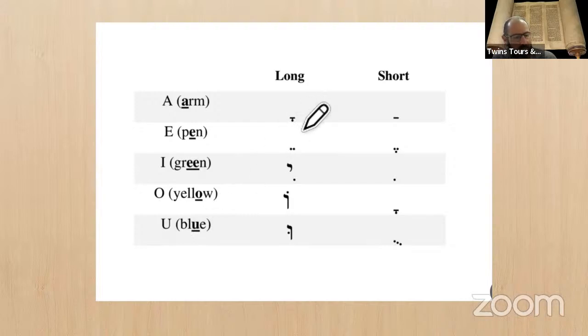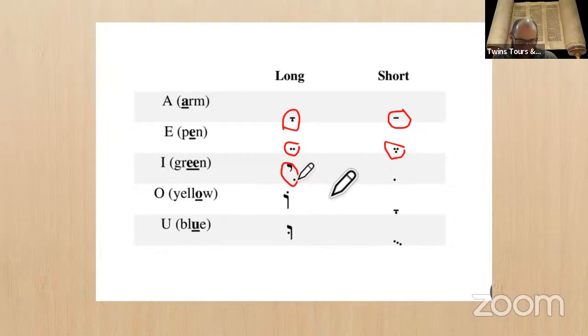A, Kametz Gadol, and this is Patah, the A long and the A short. Then E like pen, with the 2 dots, is called Seire, and this is called Segol, short and long. Then E like green, Hirik Gadol, it's the dot below the letter, or Hirik Katan. Then the O, like Holem, if it's a dot on the top of a letter, we say O.